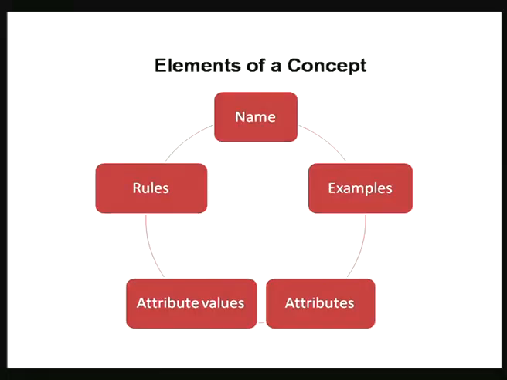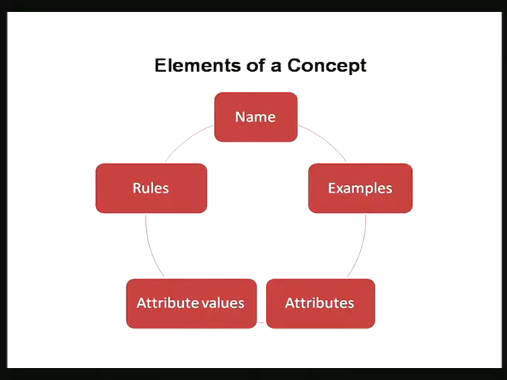Whereas the non-essential attributes, suppose we take cities, there also we can see geographical location, people, everything. So this geographical location, people, they are non-essential attributes. The next element of a concept is attribute values, meaning the degree of variation of the essential attributes.